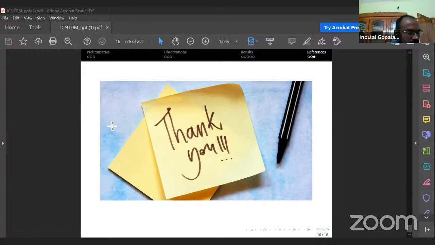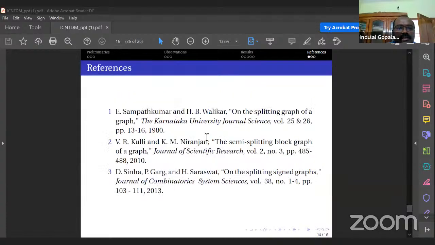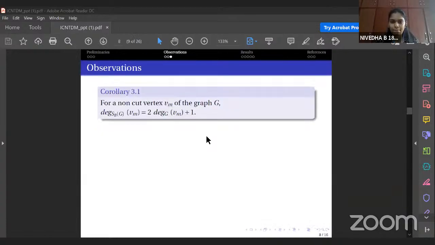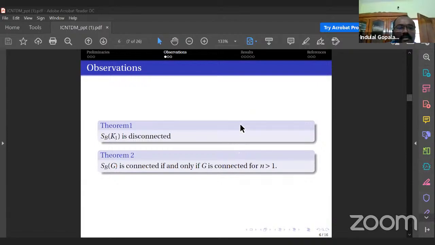See, on page 6, you said that the semi-splitting block graph of K1 is disconnected. Can you explain why it is so? According to the definition, K1 is a single vertex. For a vertex, we take another vertex, say V1 dash. So it is disconnected. We have V1 and V1 dash, and V1 is a block. We consider V1 as a block. So even though this K1 has no adjacent vertices, you take one more vertex. Yes, sir. Okay. So that will be SB of K1.